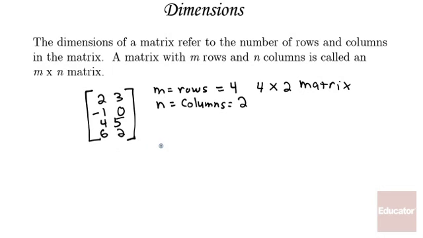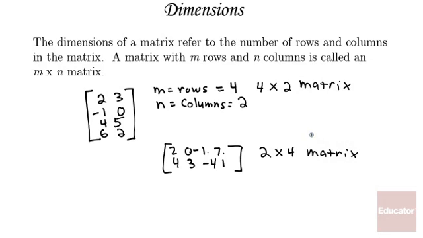So, looking at another matrix, this matrix has 2 rows and 1, 2, 3, 4 columns. So this is a 2 by 4 matrix. So it's important, the order of the numbers is very important. Here it's 4 by 2, 4 rows, 2 columns. Here it's 2 by 4 because 2 rows, 4 columns.